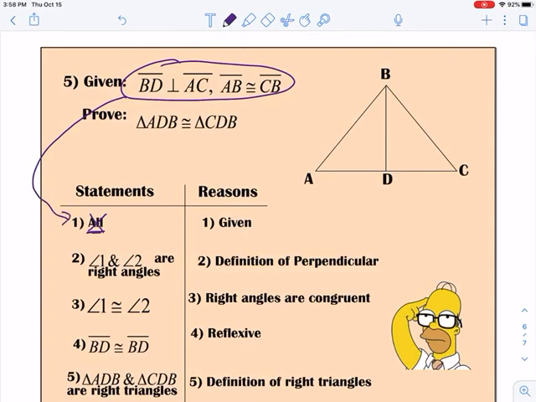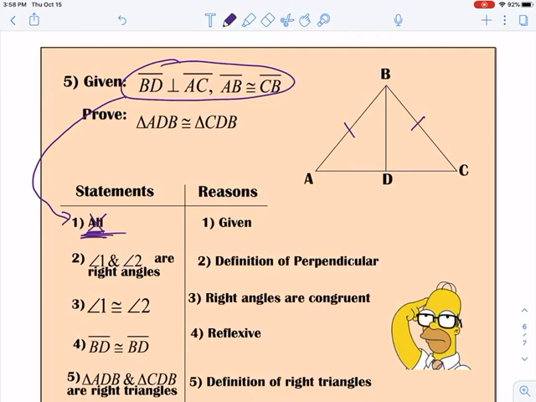Okay, so BD is perpendicular to AC and AB is congruent to CB. And the reason for that is because it's given. Do not ever write "all there." Okay, you will not get credit for it. Okay, so again, from that given, AB is congruent to CB.